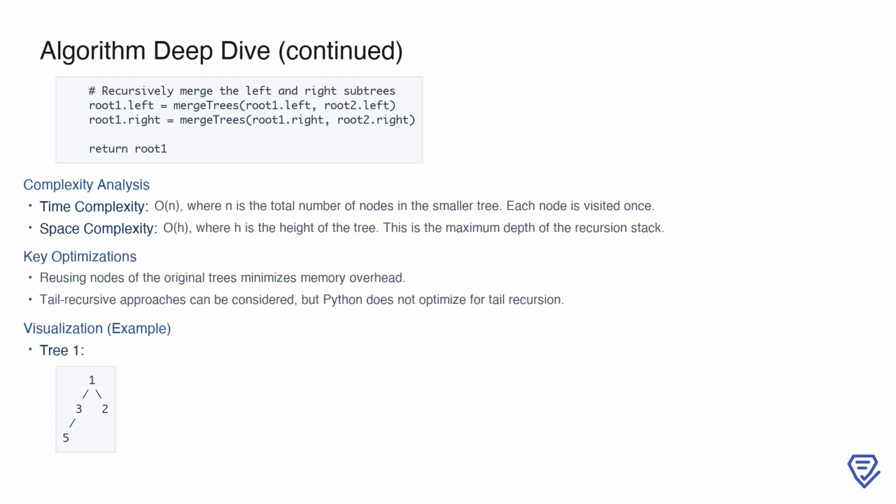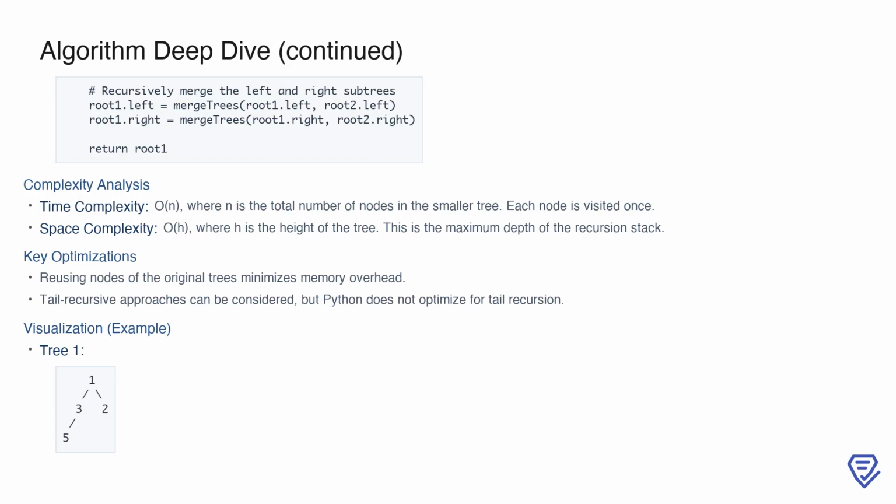The time complexity of this approach is O(n), where n is the total number of nodes in the smaller tree, as each node is visited exactly once. The space complexity is O(h), where h is the height of the tree, representing the maximum depth of the recursion stack. Reusing the nodes from the original trees minimizes memory overhead, making the solution efficient. While tail recursive optimizations could further improve the algorithm, Python does not optimize for tail recursion.